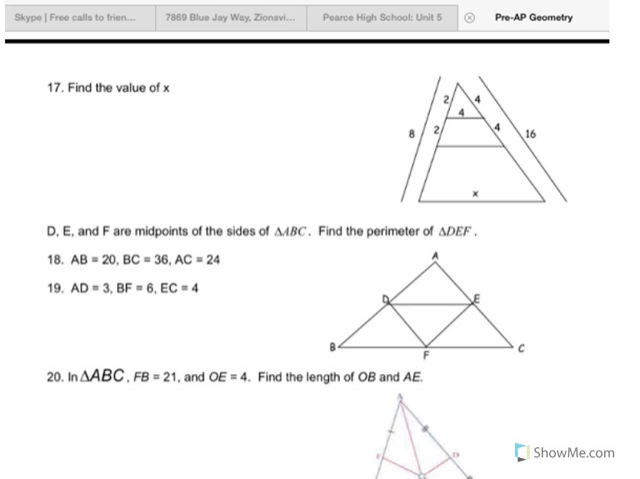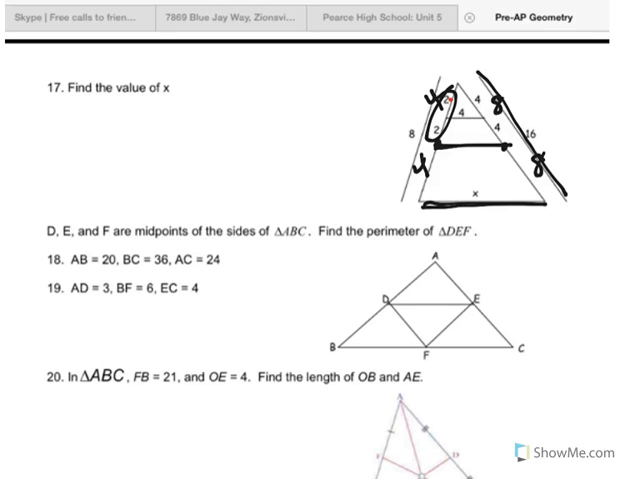Okay, number 17, it says find the value of x. Well, let's see what we can figure out on here. These two add up to 4, and if the whole line is 8, that means this is 4, so this has got to be a midpoint. And then this whole side right here is 16, and 4 and 4 is 8, so this has got to be 8, so this has got to be a midpoint. So we know that this right here is going to be half of this.